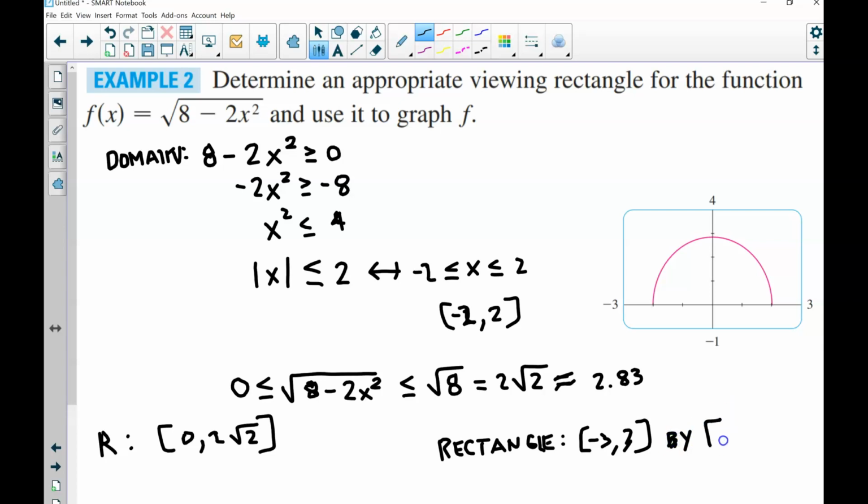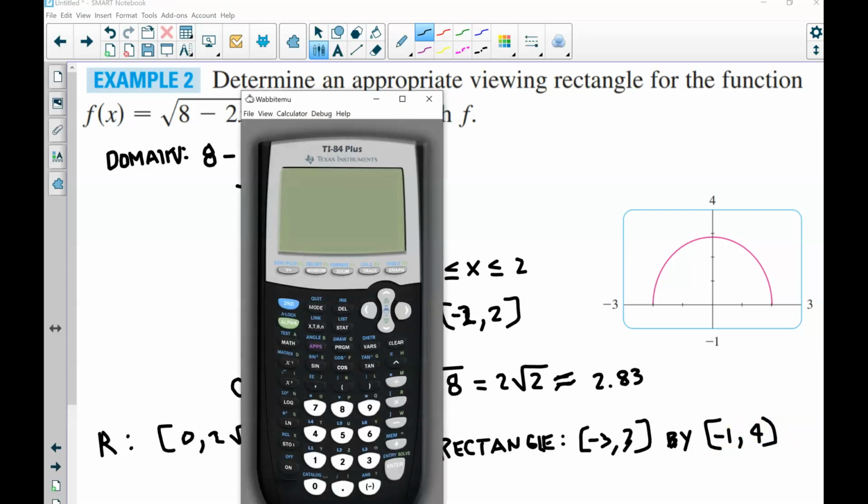And then we're going to go one smaller than a 0, so that's going to be -1. And 2 times the square root of 2 is 2.83. So that's close to 3, so we can go up to 4 for the y min and y max. Okay, now let's go ahead and put this graph into our function.